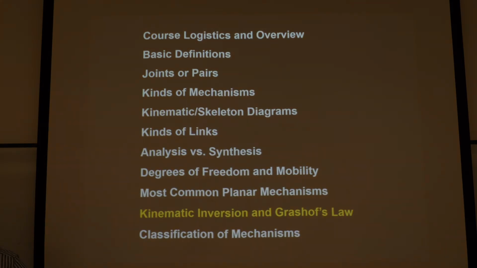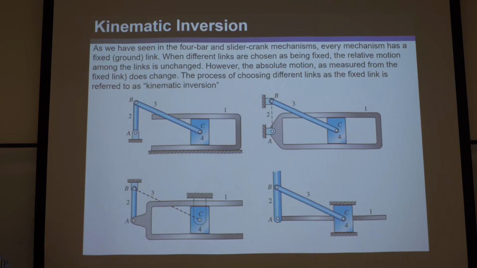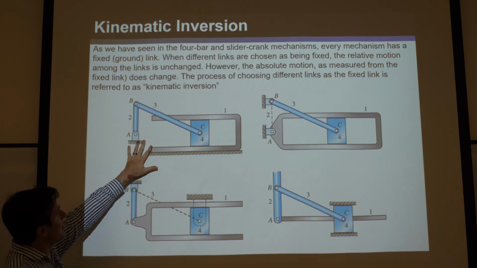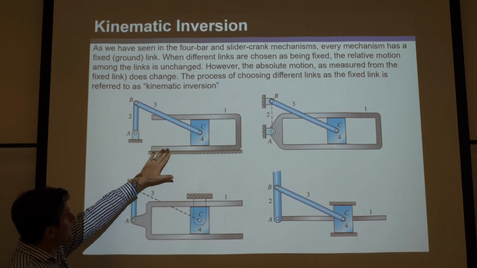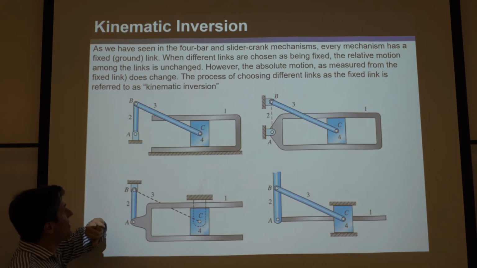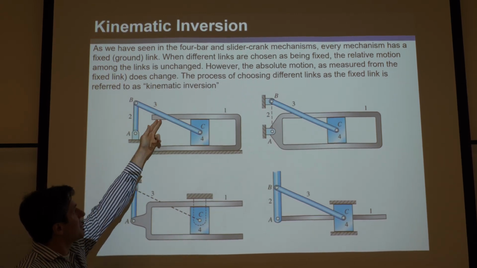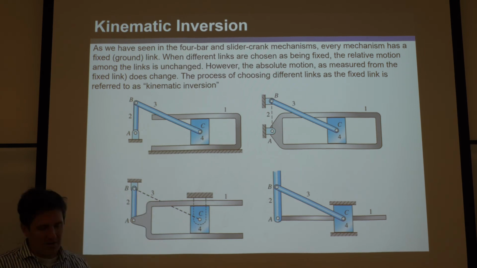Okay, so now let's look at kinematic inversions and Grashof's Law. So here's the thing with kinematic inversions. Let's take a slider crank mechanism, like the one from before. This one right here is a classic slider crank mechanism. It looks like there's 2 grounds, but there's really just 1. These are basically connected together. Here's the input, there's the coupler, there's the slider. So that's a classic slider crank mechanism.